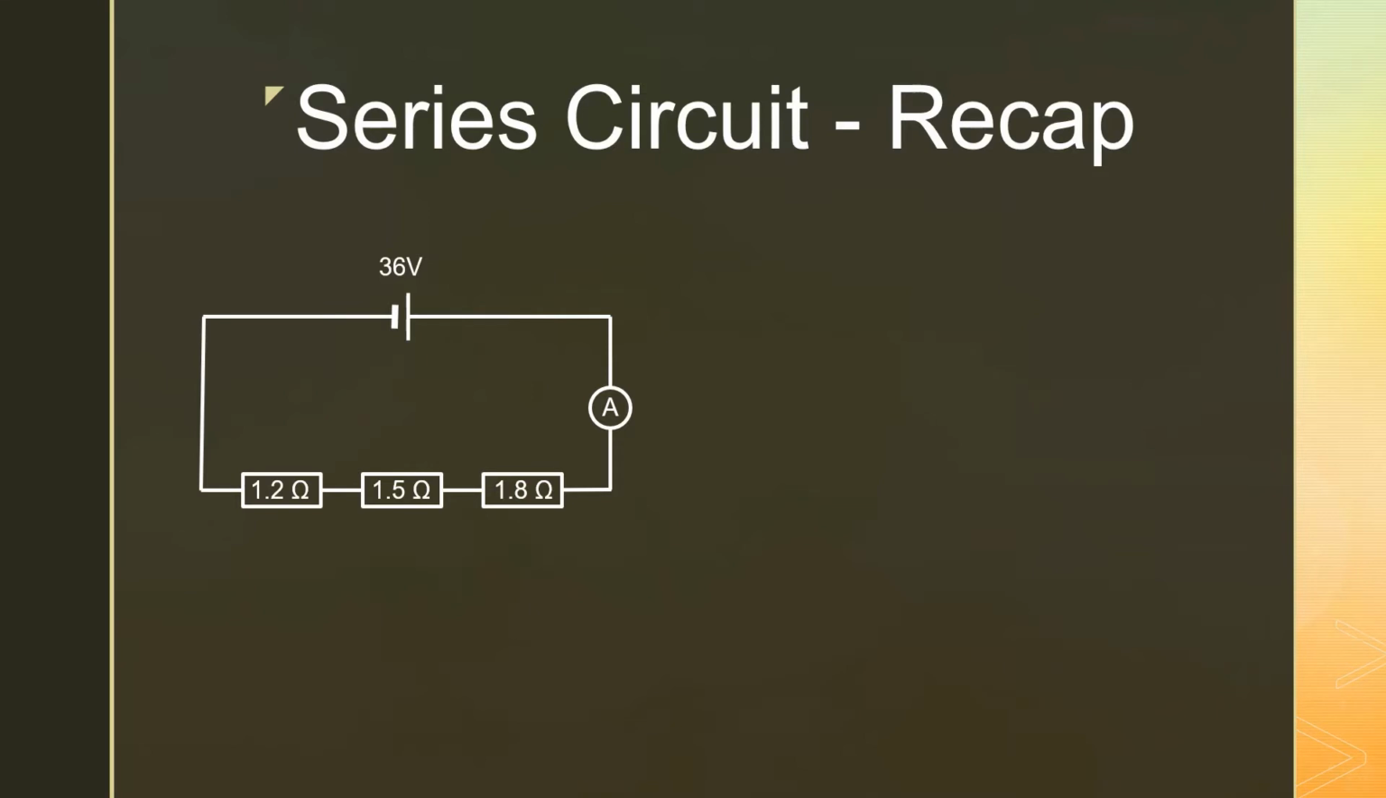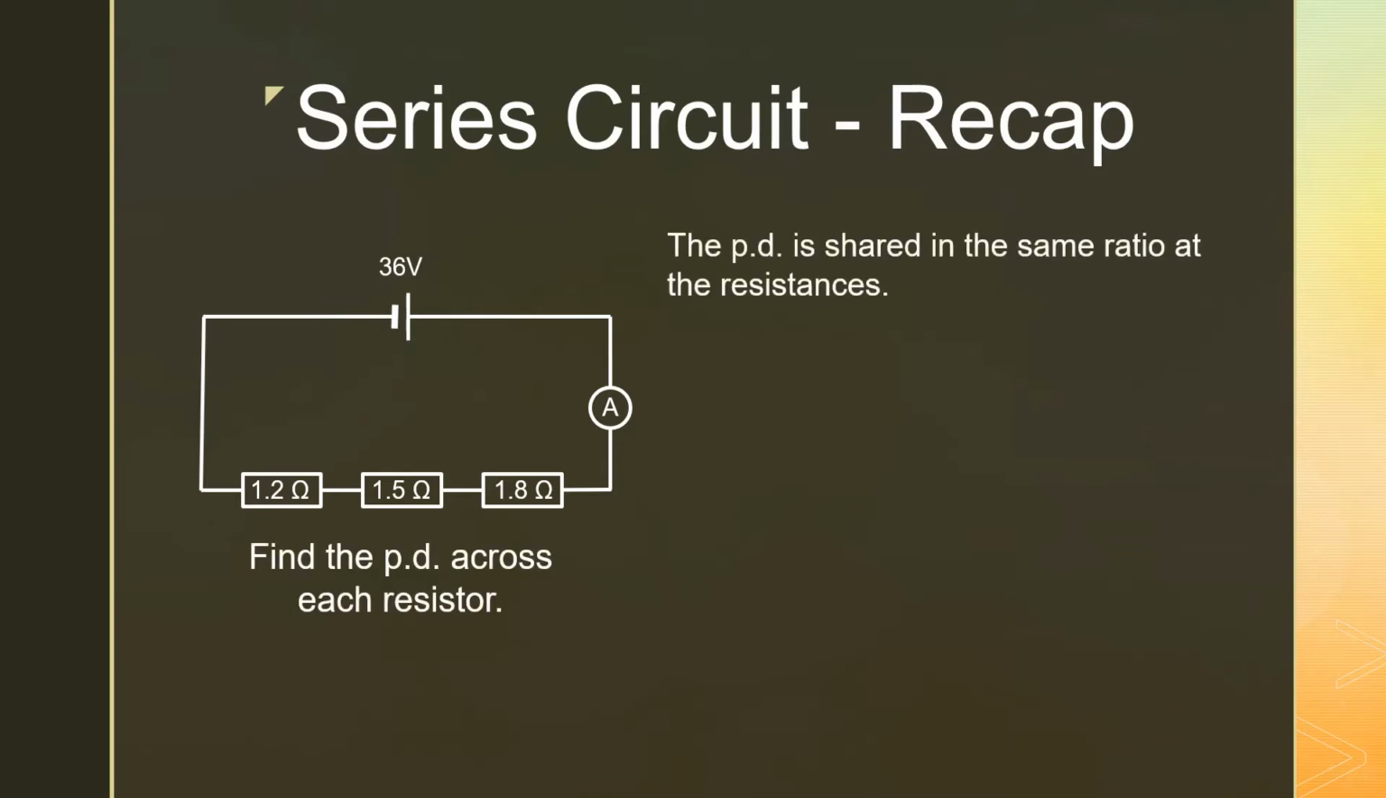So the way I think about this is the fact that the PD is shared in the same ratio as the resistances. Now, in your maths, you have definitely done sharing in a given ratio. So that's effectively what we're going to do. We're going to share our 36 volts in the ratio of 1.2 to 1.5 to 1.8. Now, I'm being a bit naughty here in terms of a mathematician would never mix ratios and decimals. So they would probably say a ratio of 12 to 15 to 18. But actually, that's not in its simplest form. So what would they say? They would say 4 to 5 to 6, wouldn't they?